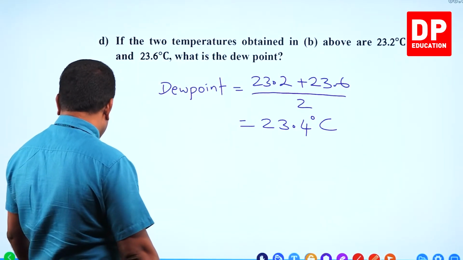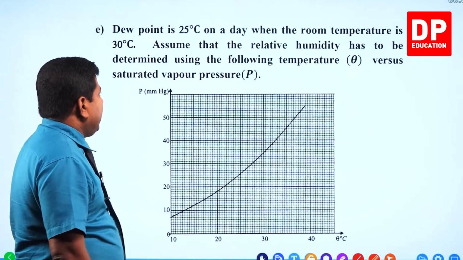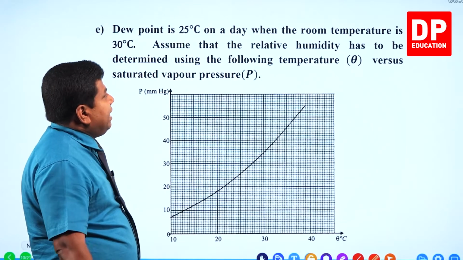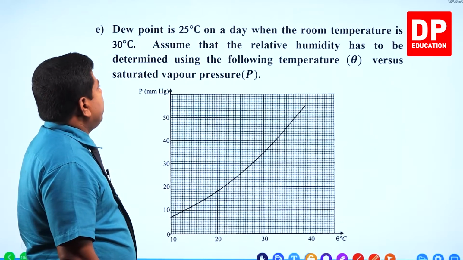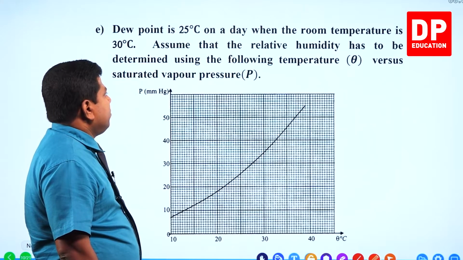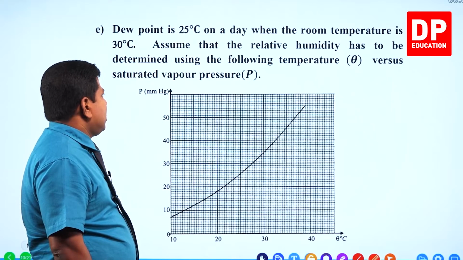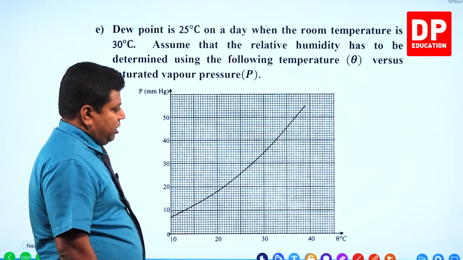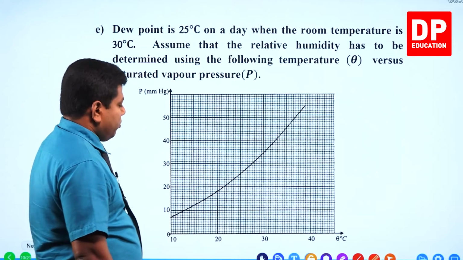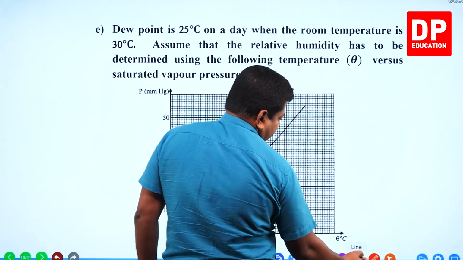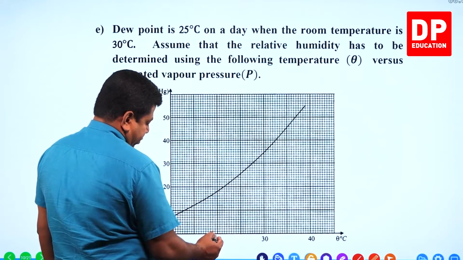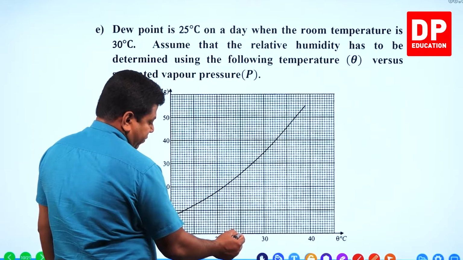23.4. Dew point is 25 degrees on a day when the room temperature is 30. Assume that relative humidity has to be determined using the following temperature versus saturated vapor pressure chart. Right. So we are talking about 25 degrees. Let's mark that on the graph. Anyway, we will need it. 25, 25, 20, 25.